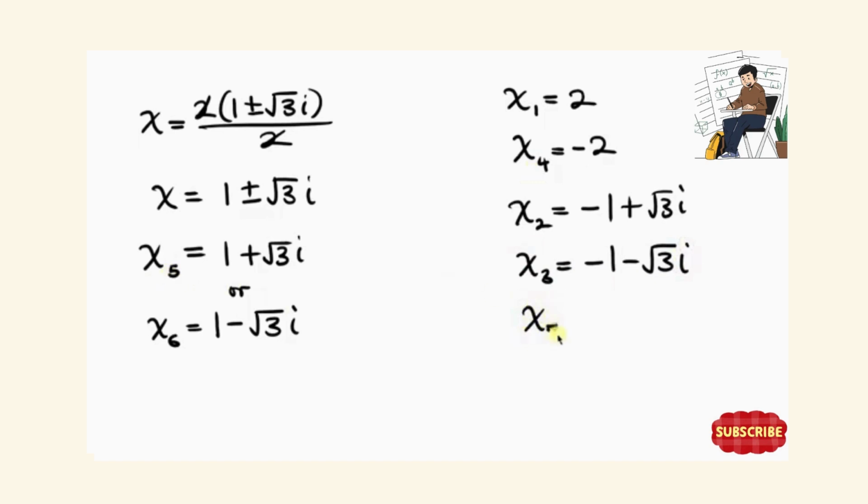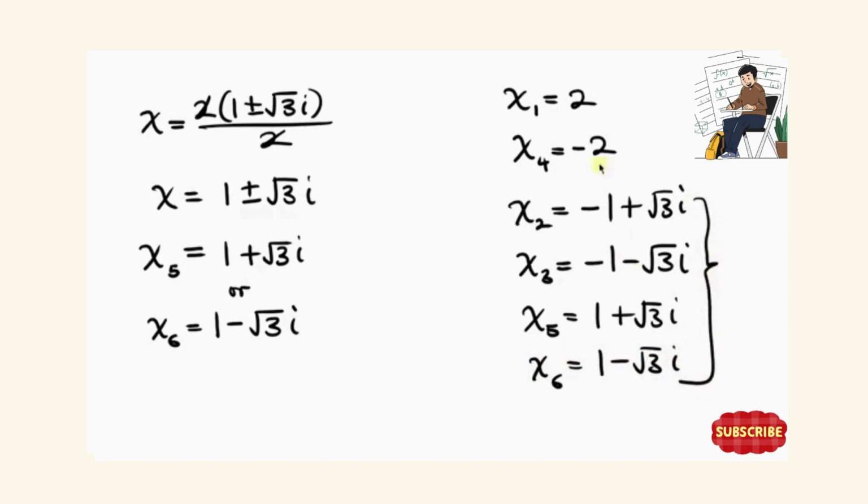The fifth value is 1 plus root 3 i. And then the last value is 1 minus root 3 i. So these are complex solutions, while these are real solutions. So these are real and these are complex.